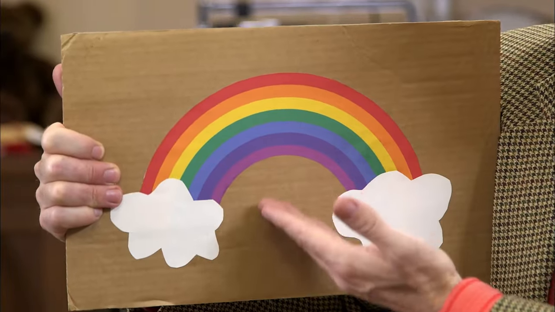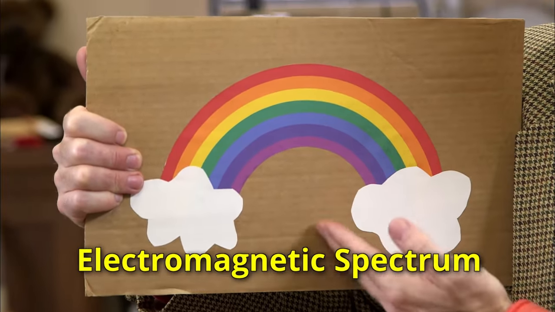Speaking of seeing things, let's talk about the rainbow. All the colors of the spectrum organized in a beautiful pattern. But what are the different colors? I mean, what makes them different? Well, it all has to do with the electromagnetic spectrum.